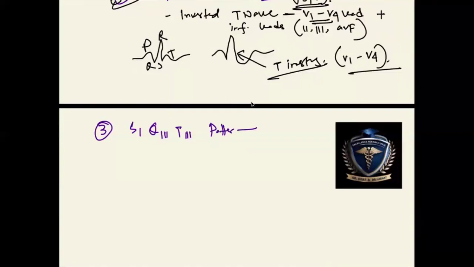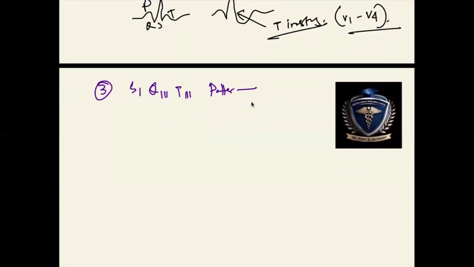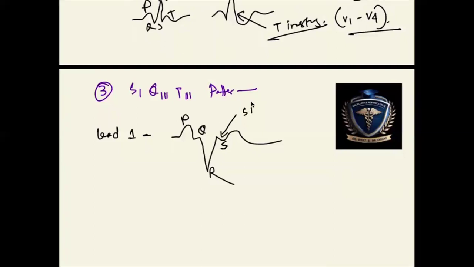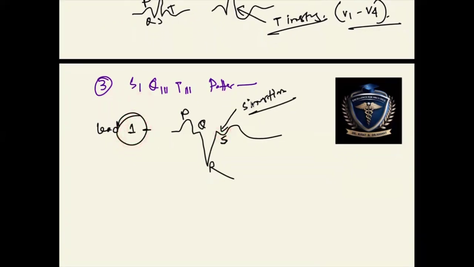So what is S1? In lead one, you will have an inverted S, and lead one is really a negative lead. So this is lead one. As it is negative, the R is downwards, and you can see the S is inverted. So in lead one you found S inversion. That is the first one.